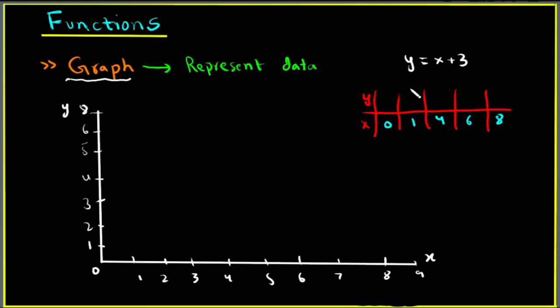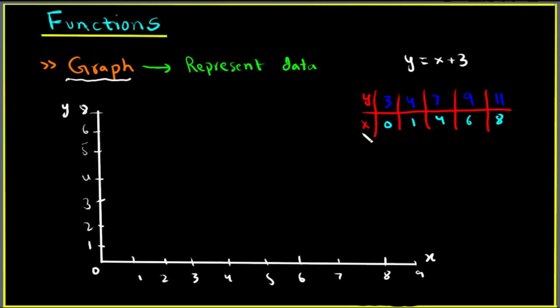Then you just need to see what the output is. You put 0 into this function. What is the output? When x is equal to 0, y is equal to 3. You put 1, what do you get? y is equal to 4. You put 4 in for x, you get 7. You put 6, you get 9. You put 8, you get 11.